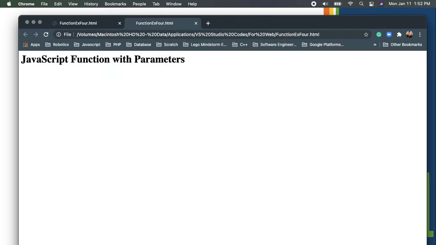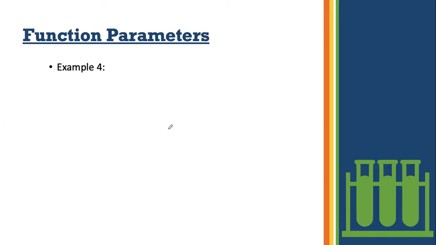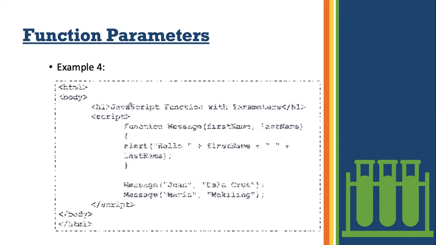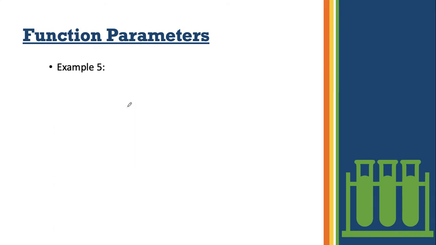There you go. So it's working. So let's proceed right now to our example number 5. In example number 5, the purpose of this one is still the same, just like what we did in example number 4, but I will let you experience some values that are not present in our parameter.